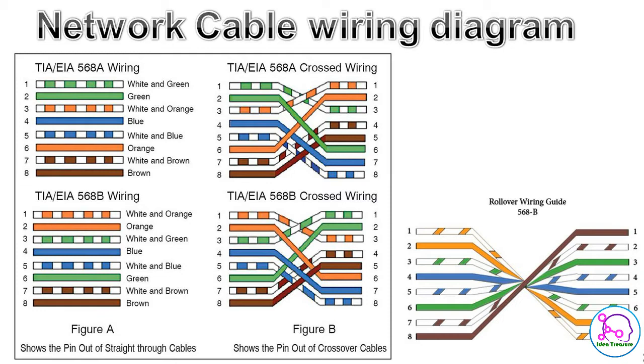The internal wires are represented with multiple colors. Let me read out the colors for your easy reference: white green, green, white orange, blue, white blue, orange, white brown, brown. These are the 8 colors that are always used in networking cables. When terminal 1 and terminal 2 have the same alignment, like the white green of pin 1 is connected to the white green of pin 1 on terminal 2, it's called the straight cable.